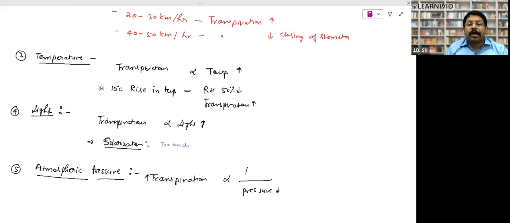the cell organelle will get oxidized and the cell will die. This is called solarization. Clear? Yes.